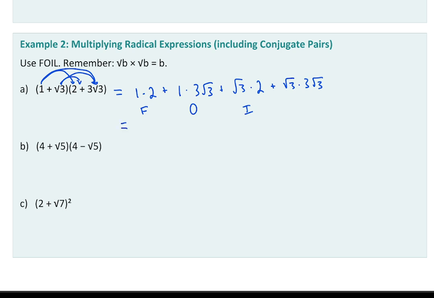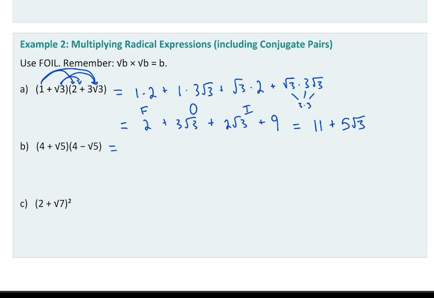And if we were to simplify this, we'd have 2 plus 3 root 3 plus 2 root 3 plus, now I have root 3 times root 3. Well, that gives us 9, because root 3 times root 3 gives us 3, and then we still have a 3 to multiply it with as well. So now we can combine like terms a little bit further here, and we have 2 plus 9 gives us 11, and we have 3 root 3 plus 2 root 3, that's 5 root 3. So that's the fully simplified expression.